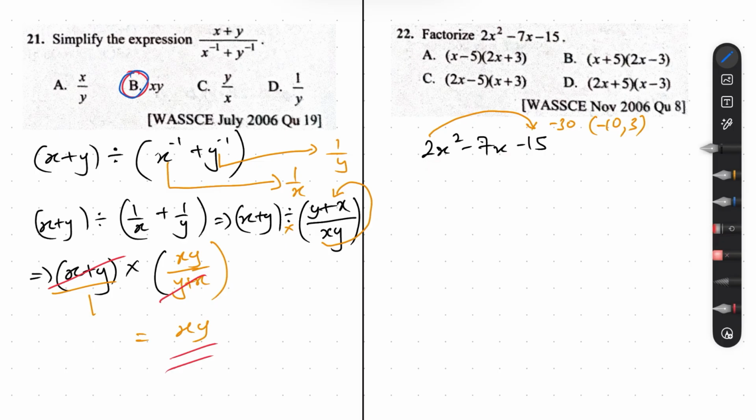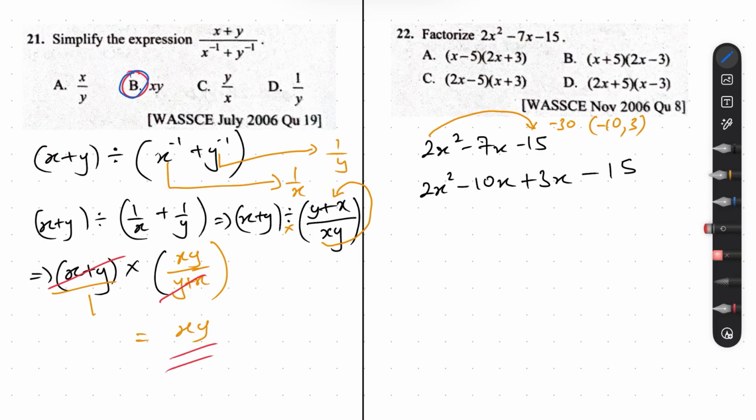Let's rewrite this so we can simplify it. So we have 2x squared minus 10x plus 3x minus 15. We're using the factors to rewrite this so that we can simplify. This is because when you add these, we are still going to get negative 7x. So this whole expression is the same as the original. Okay, cool. So now let's move on.